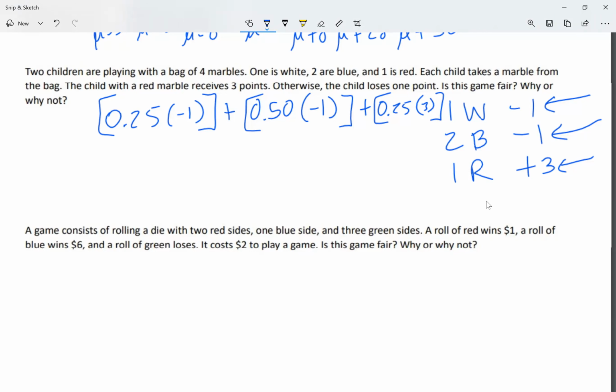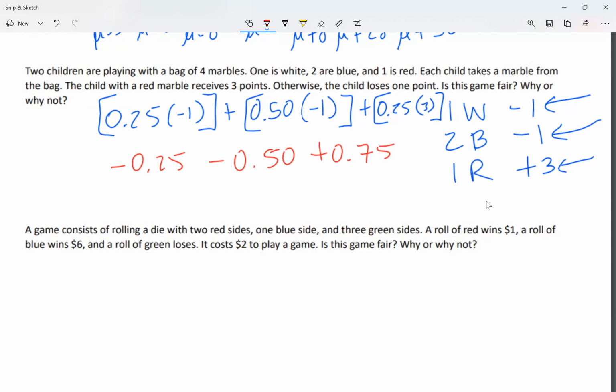0.25 times a -1 is negative 0.25. 0.5 times a -1 is negative 0.50. Now, positive 0.25 times 3 is positive 0.75. What does this equal to? If I add them all up, it's equal to 0, right?